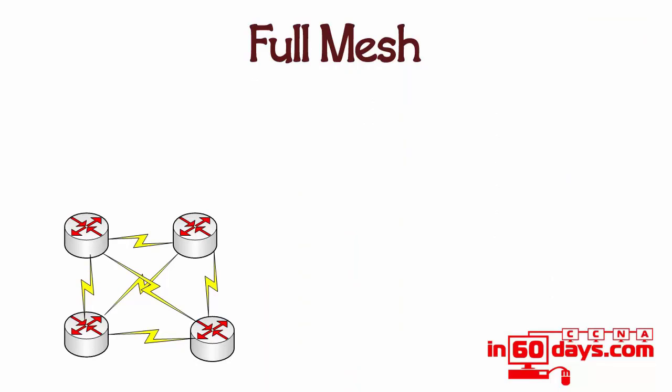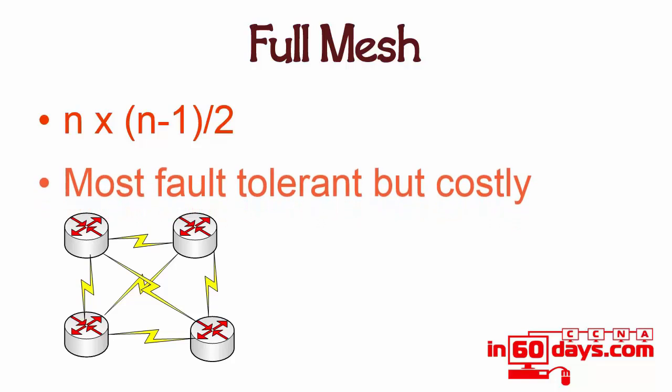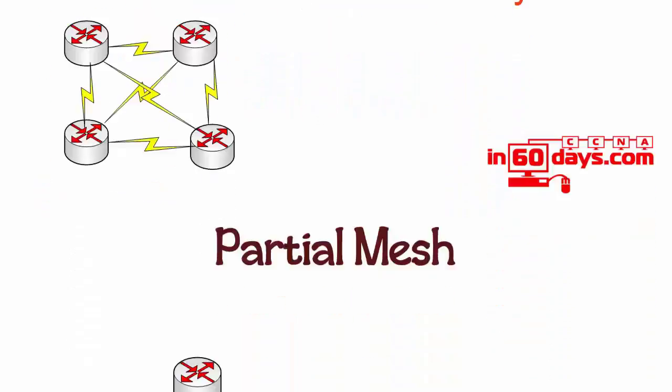Full mesh is where you cannot afford any downtime whatsoever, so every device has a connection to every other device. The formula to work it out is n times n minus 1 divided by 2. So you'd add those 4 routers together, 4 times 3 divided by 2, and that would tell you how many connections you need. Costs you a lot of money, obviously.